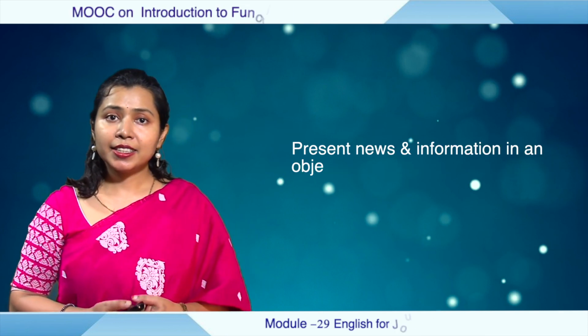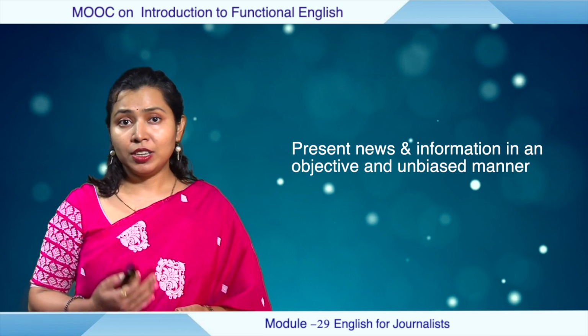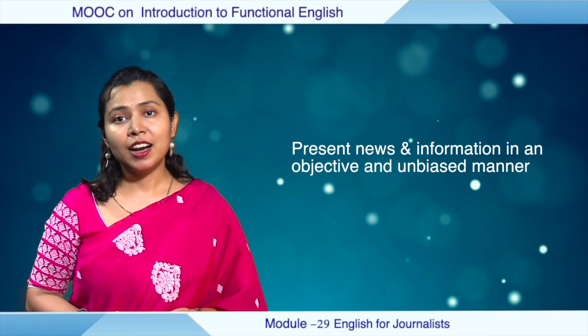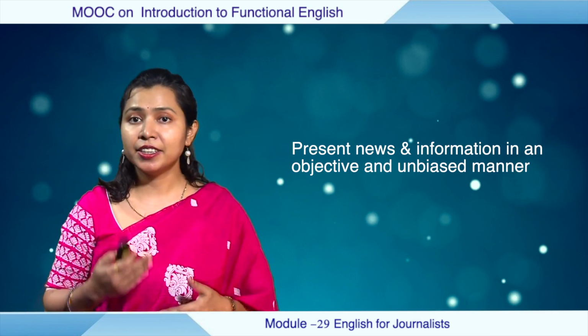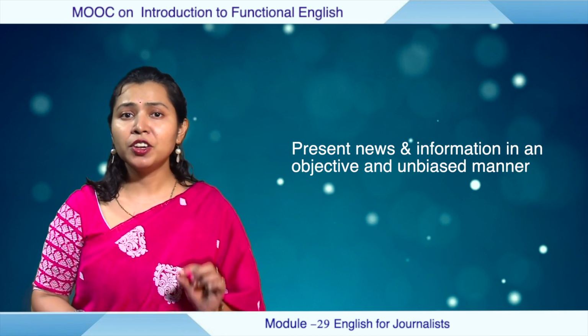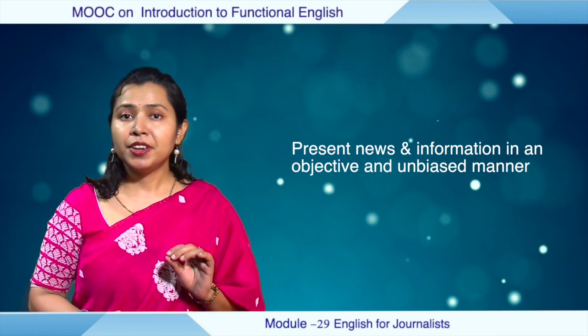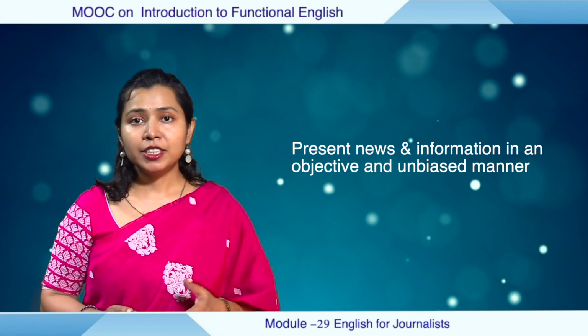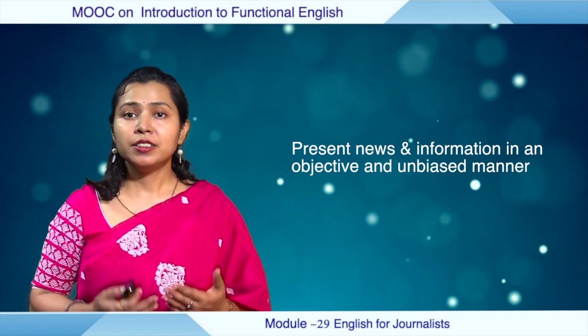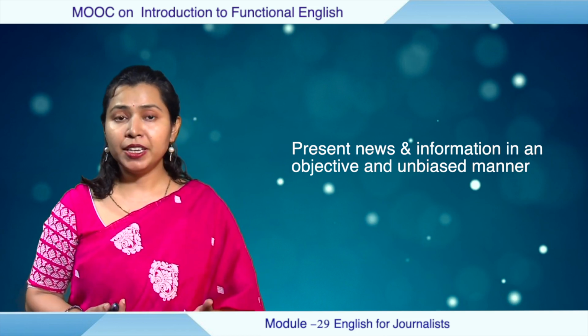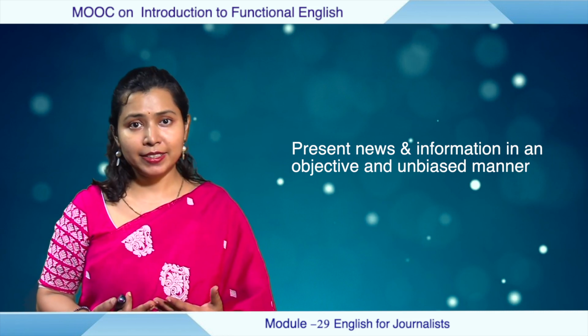The second task is keeping objectivity and fairness. A journalist has to present their news and information in a very objective manner, in a very unbiased manner, and they have to keep their reports devoid of their personal opinion or personal bias.